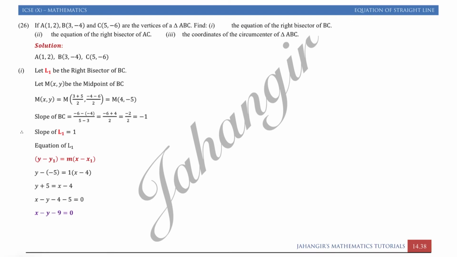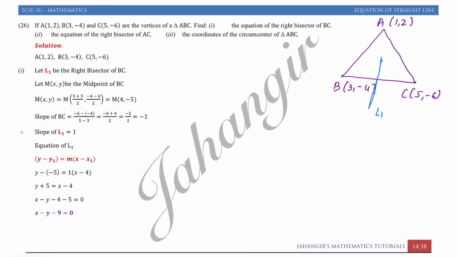If A, B, C are the vertices of a triangle, let's draw ABC. A is 1 comma 2, B is 3 comma minus 4, C is 5 comma minus 6. Find the equation of the right bisector of BC. So first, let L1 be the right bisector of BC. This is the L1 line which is the right bisector of BC.